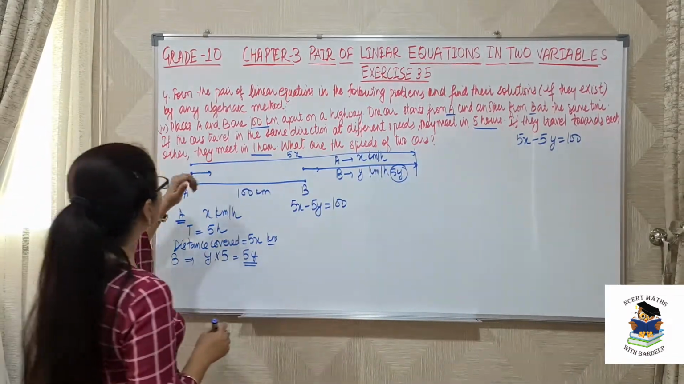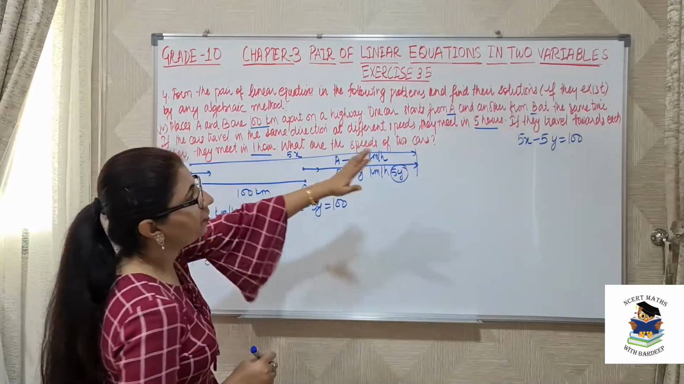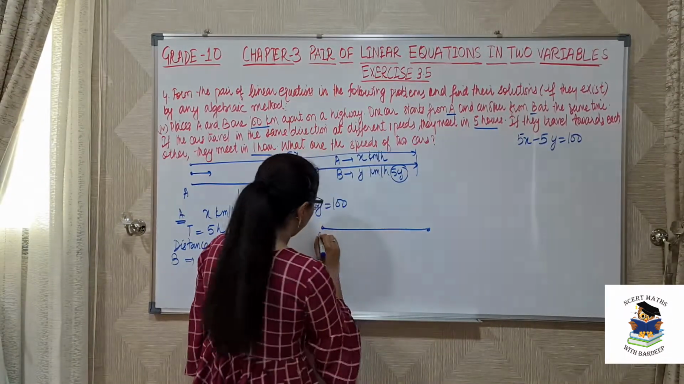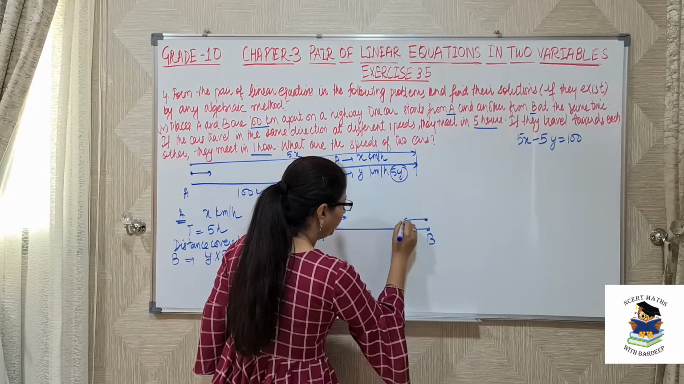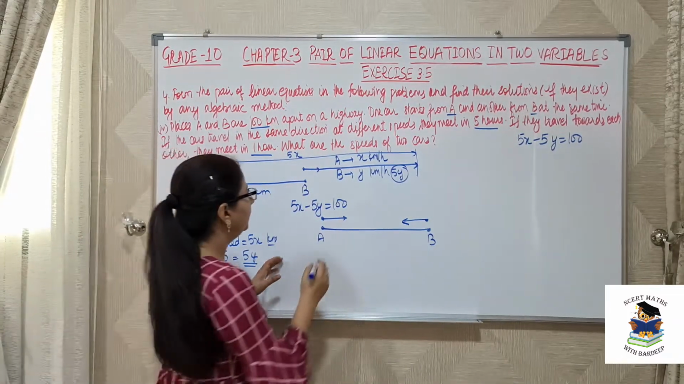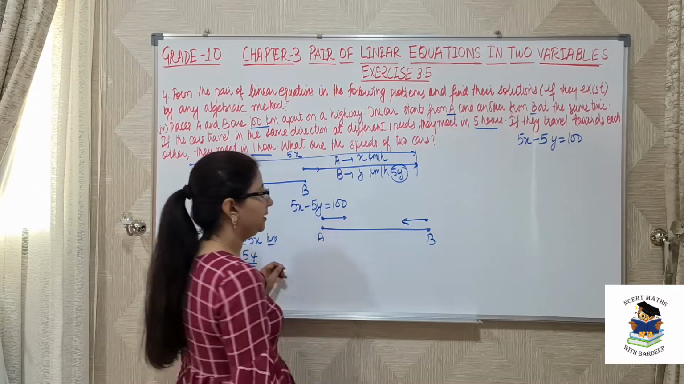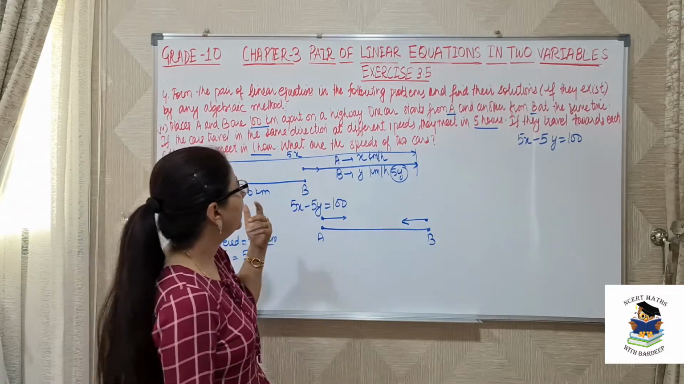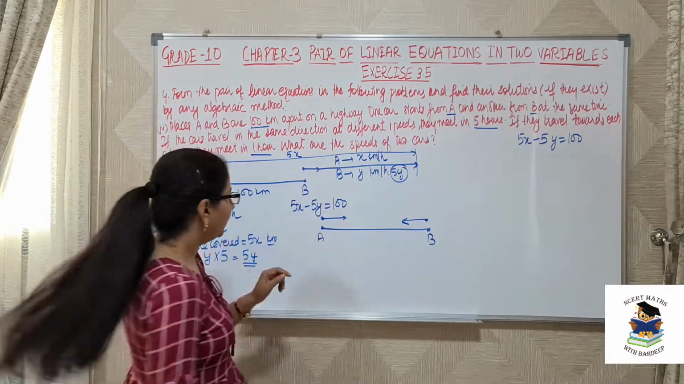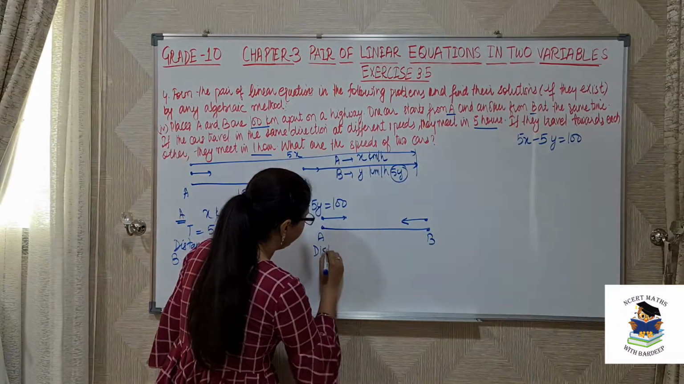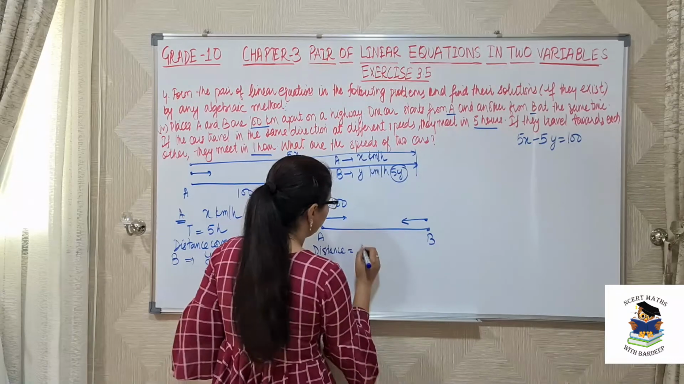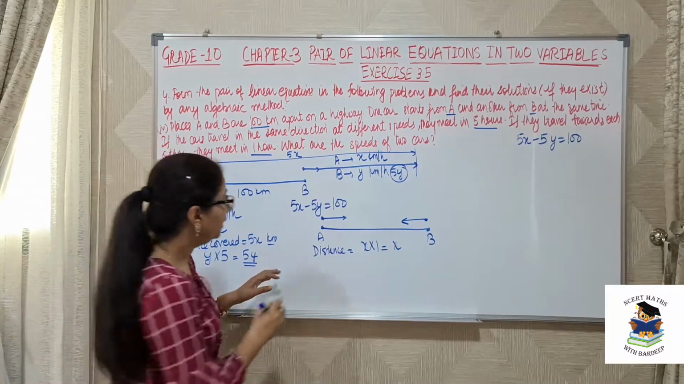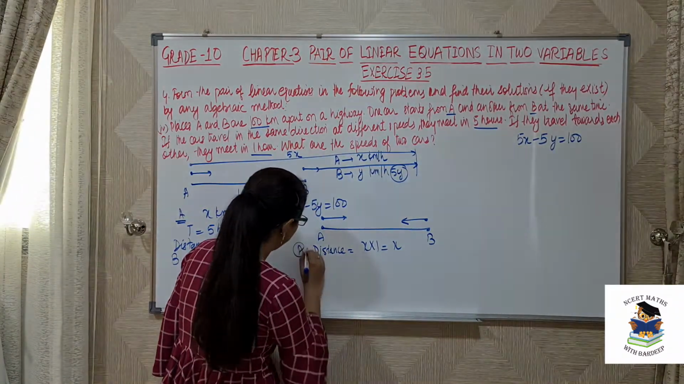Now let's understand the second case: if the cars travel towards each other. So let's make it first again: this is A, this is B. Cars are moving towards each other. Again the speed of A is x kilometer per hour. The speed of the car starting from B is y kilometer per hour. They meet in 1 hour. So again, how much distance is covered by the car starting from A? The speed is x, the time is 1, so x kilometer.